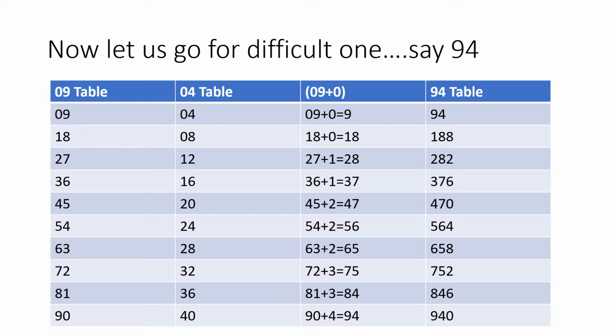Then 9 into 2, 18. 4 into 2, 8. So 18 plus 0, it becomes 18 only. Then 8 take as it is, then 188. Similarly, we can do up to any table. So I think we have made it very clear, how to write a table up to 99.